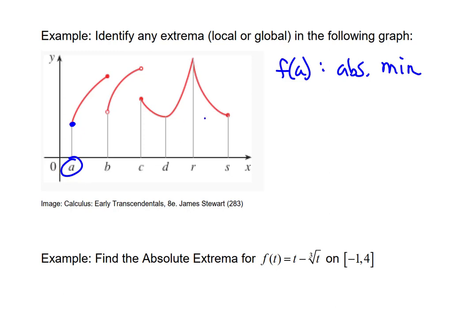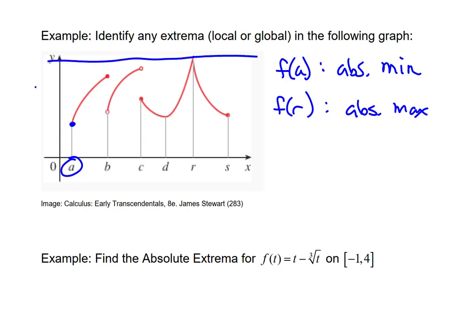If you scan through the graph, I think we'll be able to find that f of r would be the absolute max. Again, if you look at where r is, it's at the very top of that peak. That's where we find f of r, and that does appear to be the highest value on this function's entire domain. So we could say that f of r is the absolute max. It's higher than any other function value on this graph.